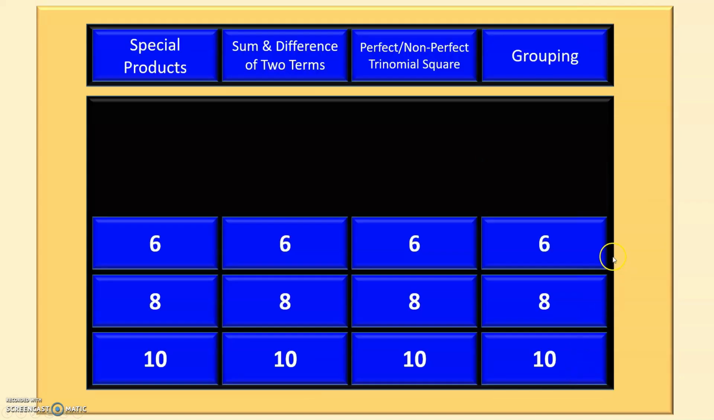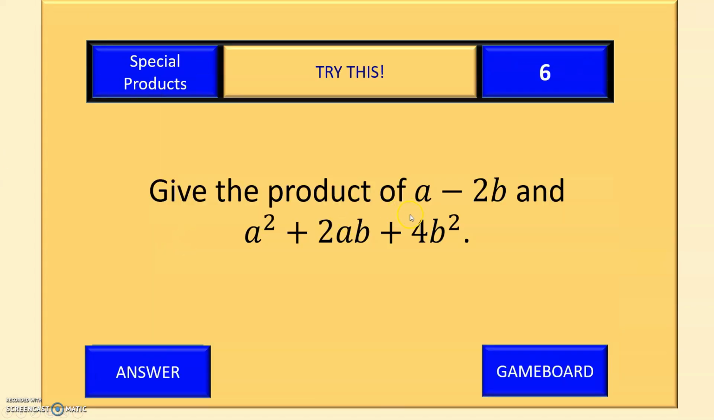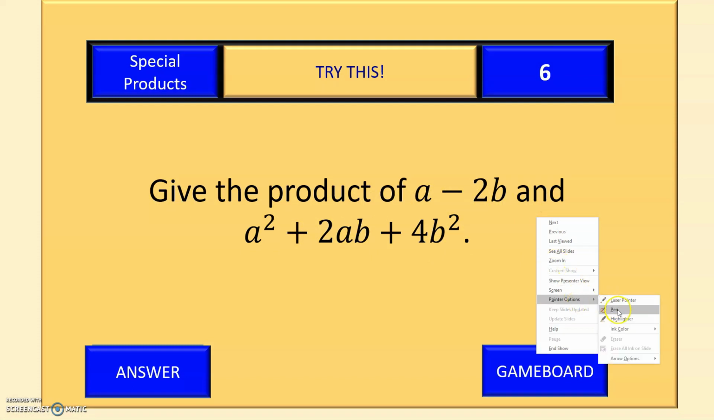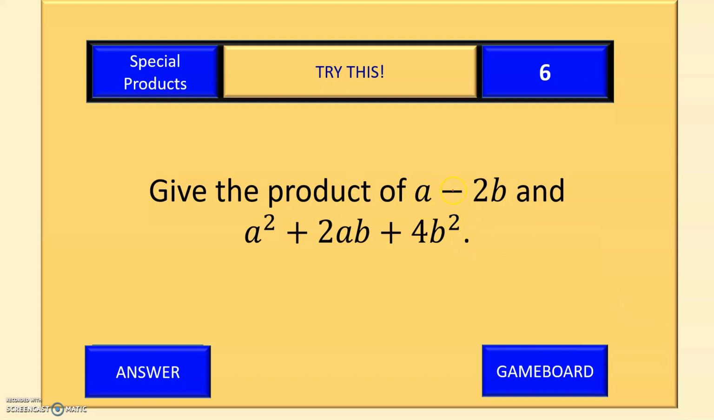Okay. Let's have special products for 6 points. Give the product of a minus 2b and a squared plus 2ab plus 4b squared. So we're after the product of the binomial and trinomial. Okay, dito ko na lang isulat.